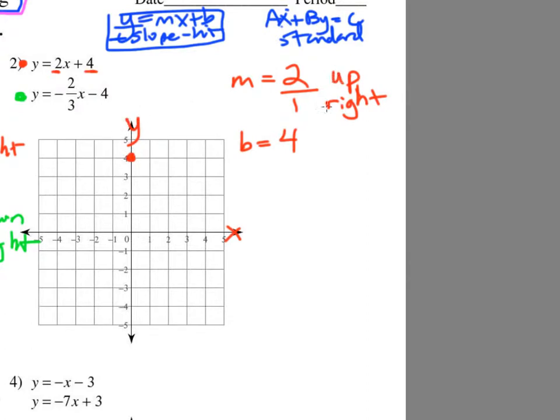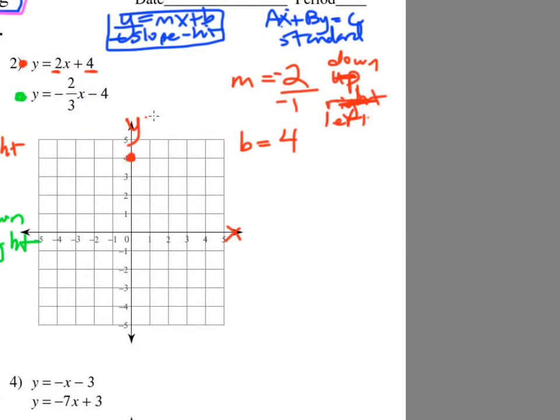So instead of going up to right 1, if I switch this to negative over negative, I can switch this to be down to left 1. Down to left 1. Because negative over negative makes a positive, they're not really changing anything.